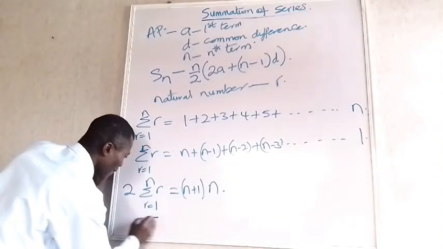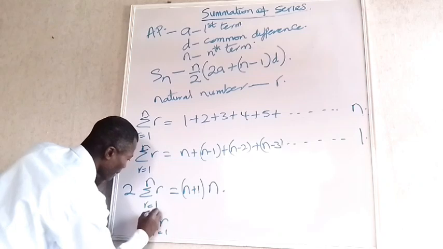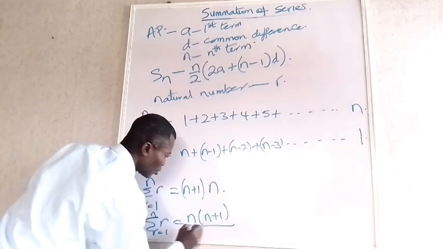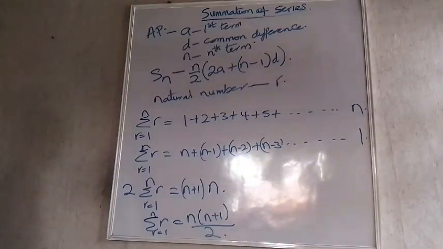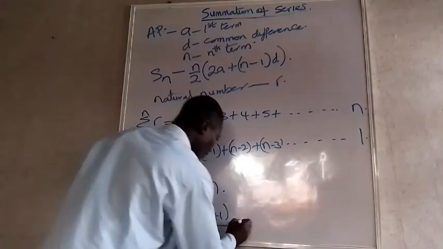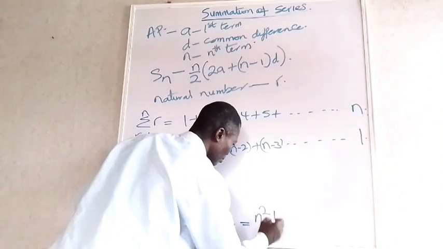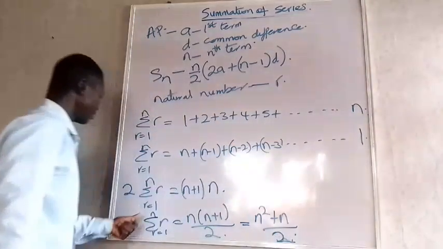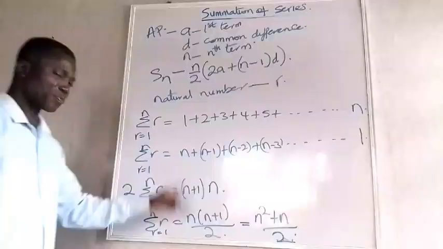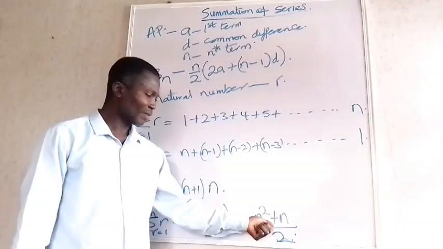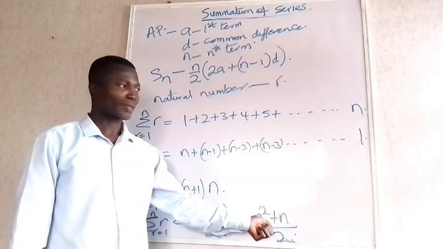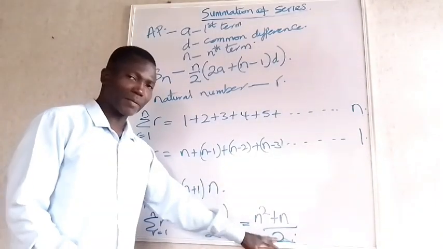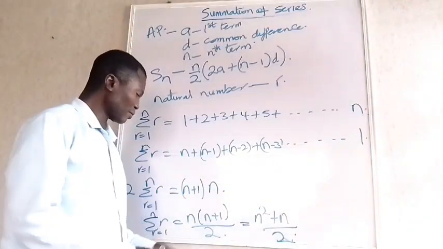So you can now see that summation r is n into n plus 1 over 2. Now since you have gotten it like this, let us see. By the time we expand, it's going to be n squared plus n over 2. So you can see that when we added r with power of 1, we were able to get n squared in our answer. Let us now see if we can work this backward and come back and see if we can get the same answer for the summation of r.